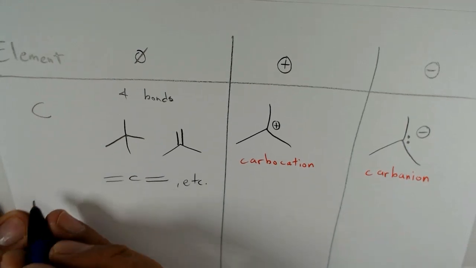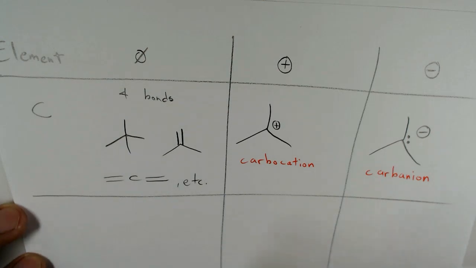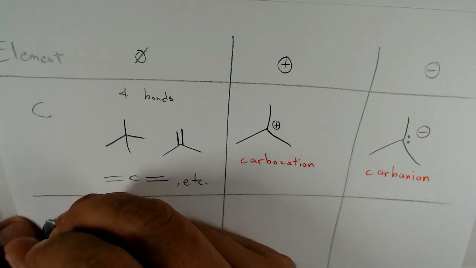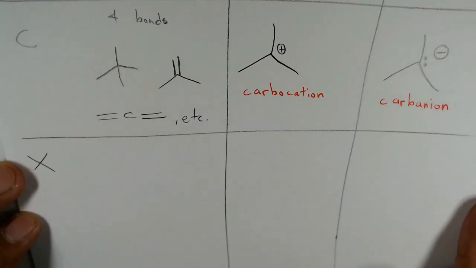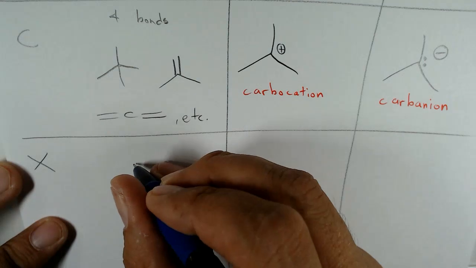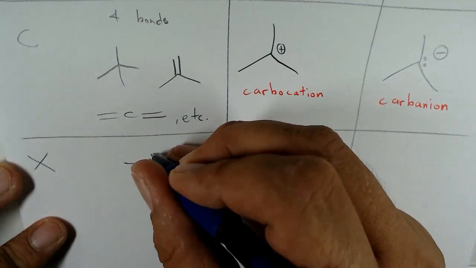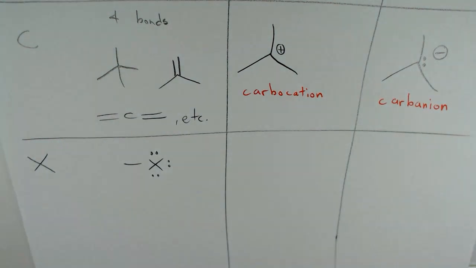All right. Let's go ahead and take a look at the halogens. This is going to be a pretty short list. So X is for halogen. In this case, to have a zero formal charge, what you're most likely going to see is a single bond and a lone pair.